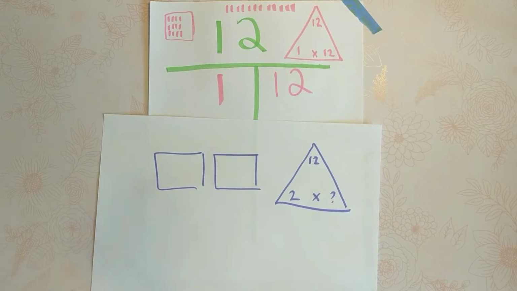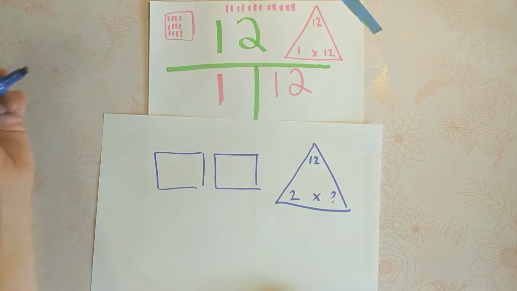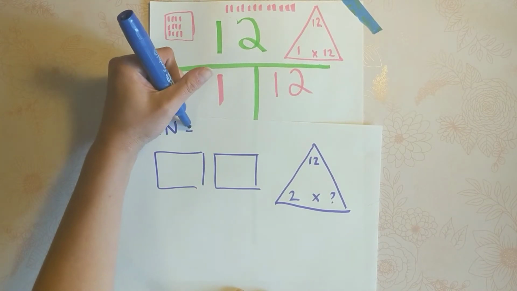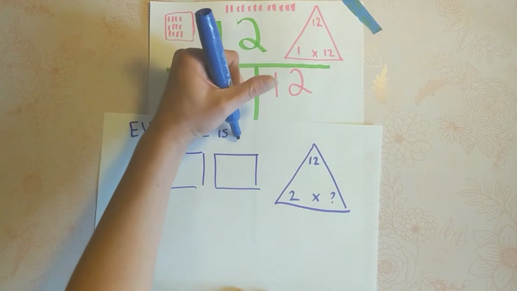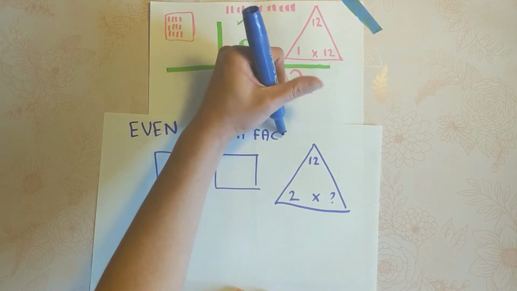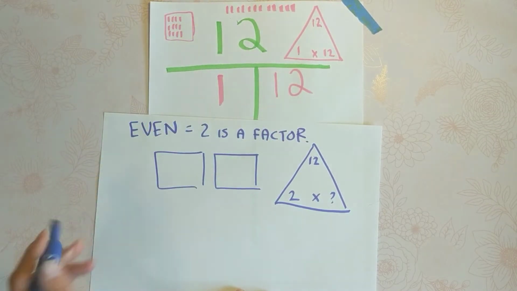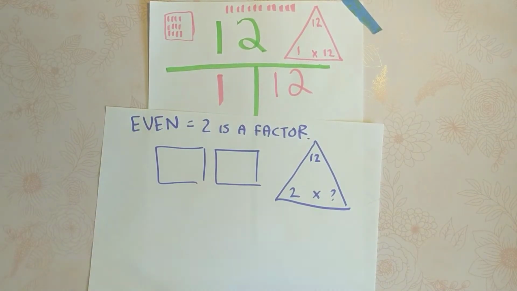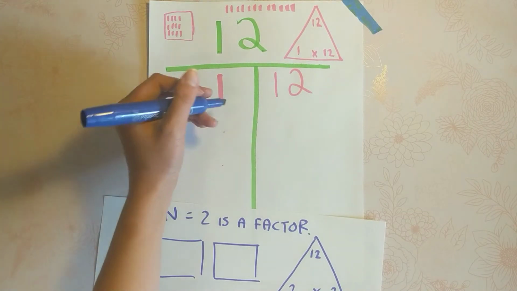There is a shortcut here. If the number is even, then 2 is a factor. Because I can do 2 times something to make an even number, and you can divide even numbers among 2 friends or 2 groups. So since 12 is even, we actually already know that yes, 2 is a factor.